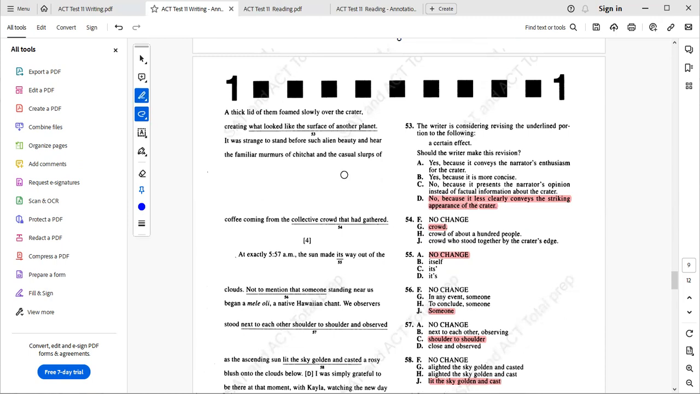54 is wrong. It was strange to stand before such alien beauty and hear the familiar murmurs of chit-chat and the casual slurps of coffee coming from, I need also an object of preposition. So collective crowd that had gathered, or crowd of about 100 people, or crowd who stood together by the crater edge. All of these have the same meaning. So shorter is better. Another time.